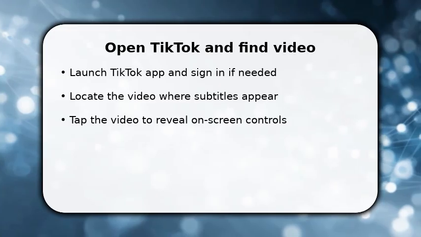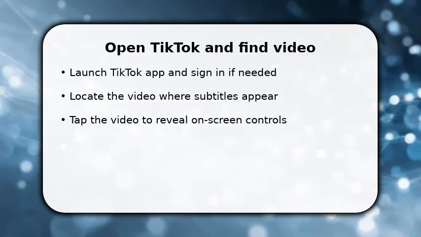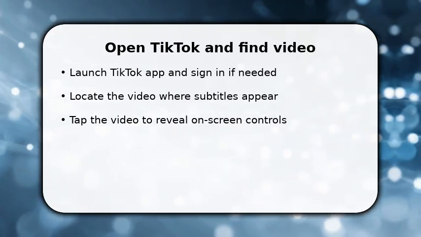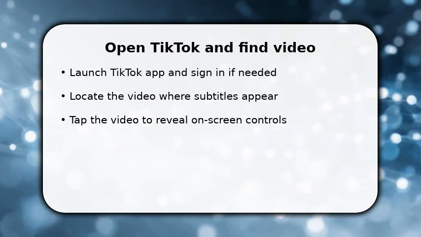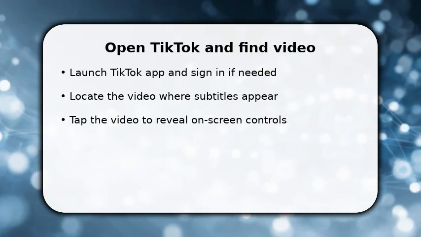You're starting inside TikTok. Open the app and go straight to the video with captions. Once the video is visible, tap the screen to reveal controls. This exposes the subtitle toggle or menu. Make sure you're viewing the original post, not a shared link, that can hide some options.